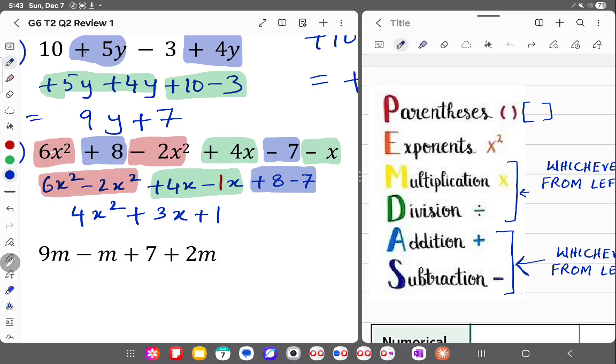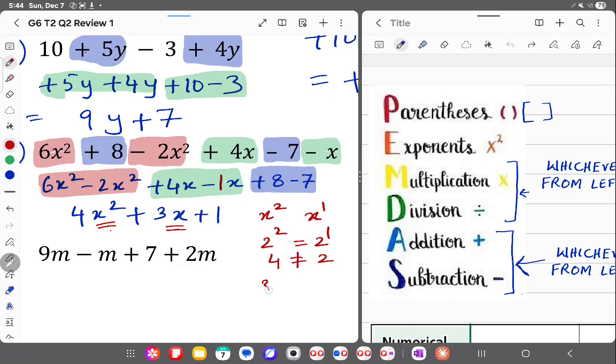Now keep in mind, x to the power of 2 and x are not like terms. They do not have the same variable, because here we have x to the power of 2, here we have x. It's just like saying x is the same as x to the power of 1, right? x to the power of 2 is not the same as x to the power of 1. In case you have doubt, you can say 2 to the power of 2, is it the same as 2 to the power of 1? No, because 2 to the power of 2 is 2 times 2, which is 4, and 2 to the power of 1 is 2. Okay, so 4 is not the same as 2.